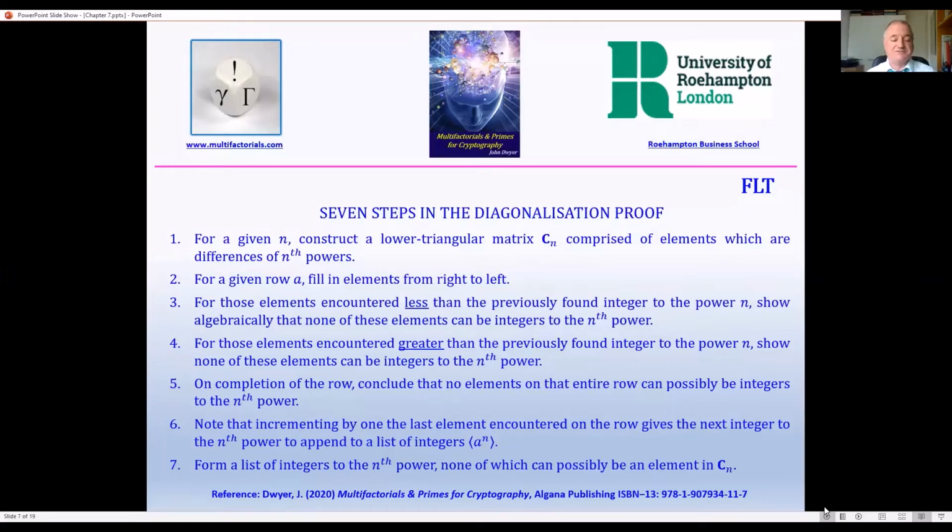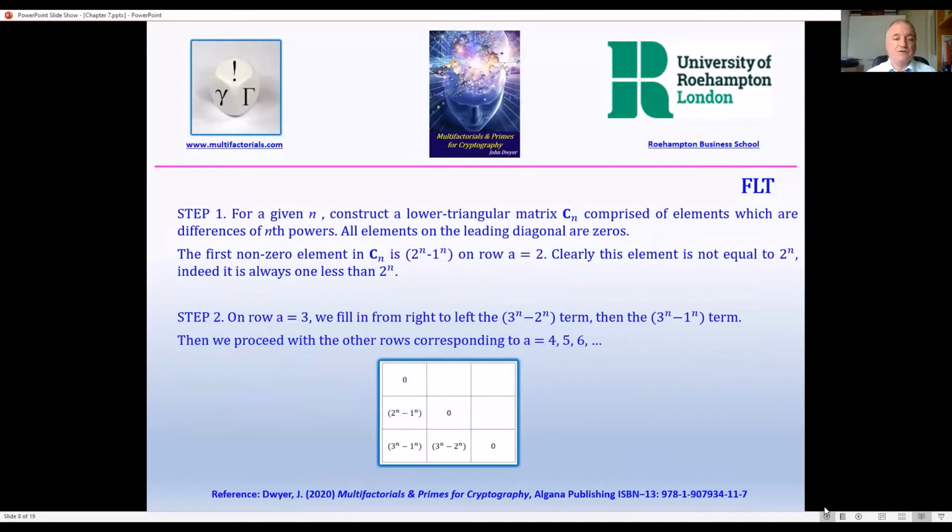So we form a list, step 7, and the list contains all of the integers to the power n, and none of those can possibly appear in Cn. So here's step 1, the very first element, apart from the leading diagonal zeros, is 2 to the n minus 1 to the n. That's on row 2, and that will be equal to 7, obviously. On row 3, we get those elements. We start from the right and move to the left, and then proceed down the matrix.